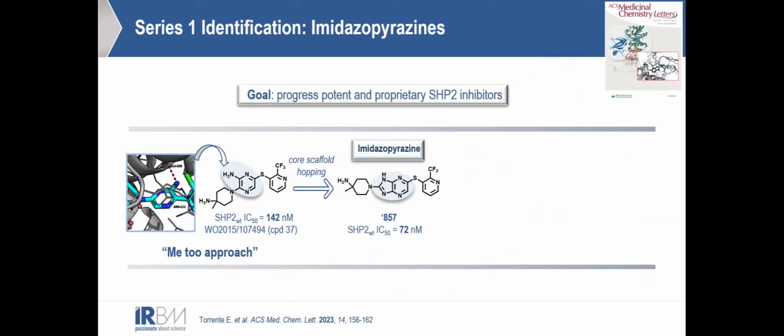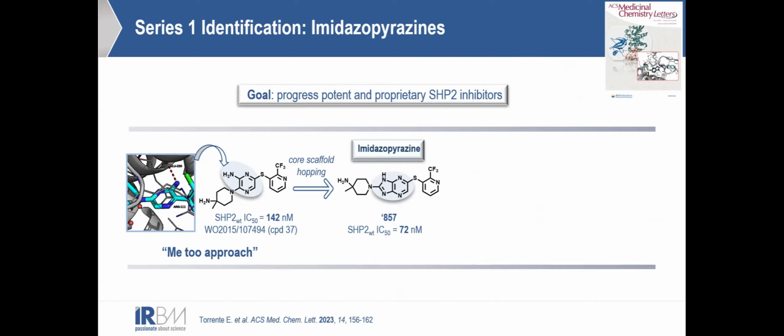And here we used the core scaffold hopping. That means trying to find something that occupies this part of the pocket and is able to make exactly the same interaction or even better. And this led to the identification of our first series of compounds, imidazopyrazine.